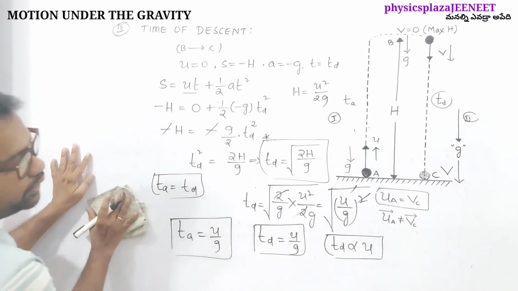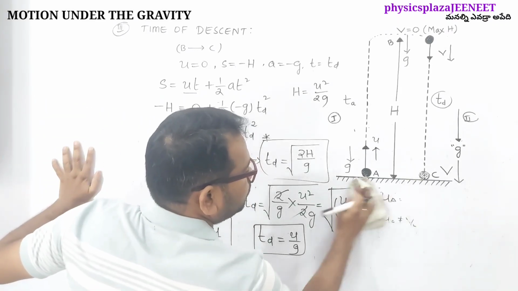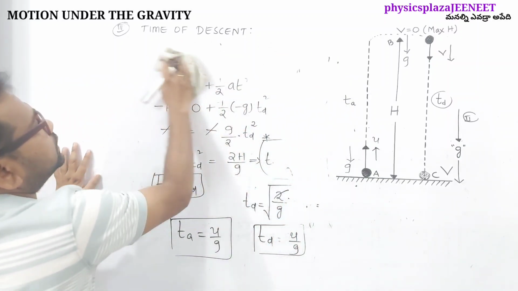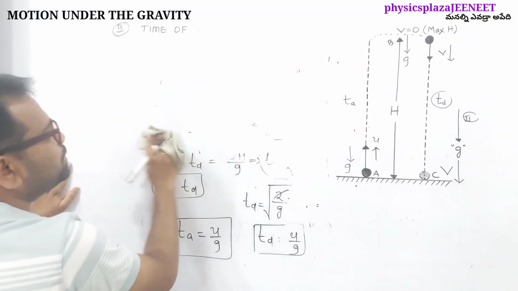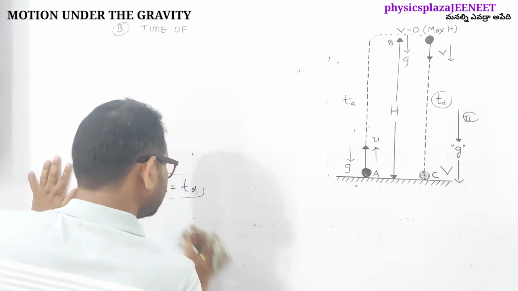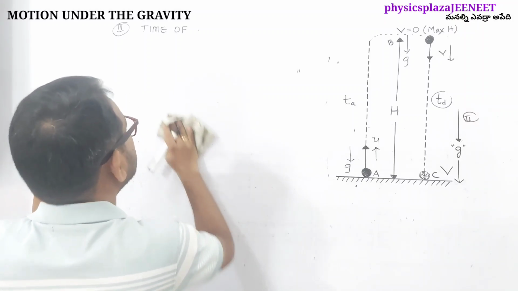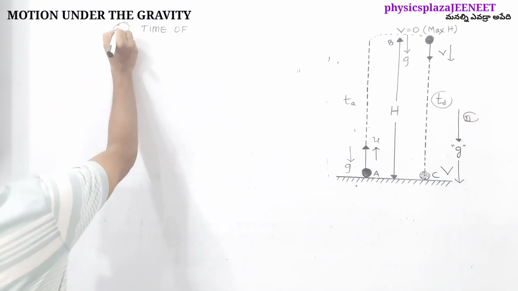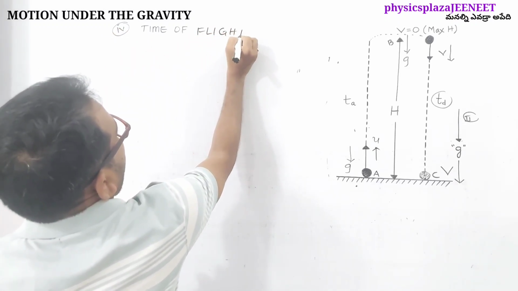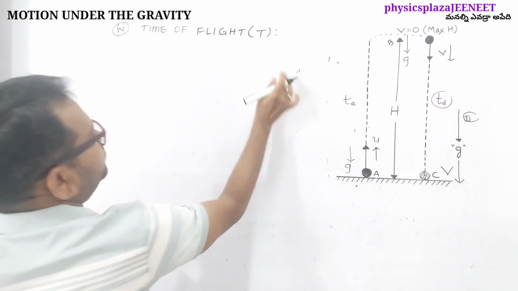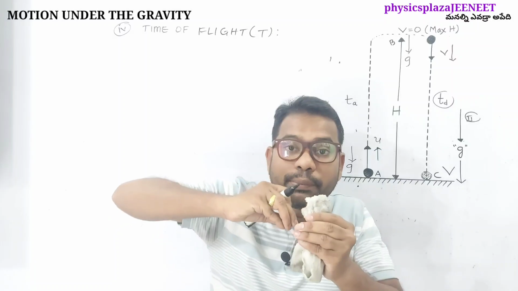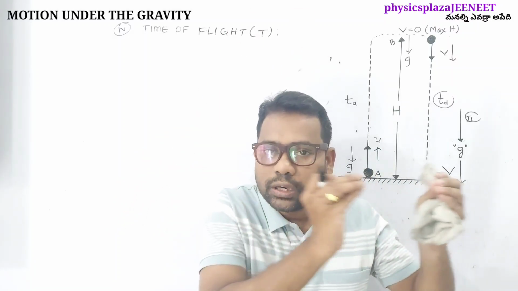Clear, children? Now we go for the fourth parameter related to this discussion, which is time of flight. Time of flight, children. So far we discussed time of ascent, time of descent, and of course the maximum height expression also we have done. So this is time of flight, which we can denote with a T. What is time of flight, children? The time for which a body remains in air is called time of flight.